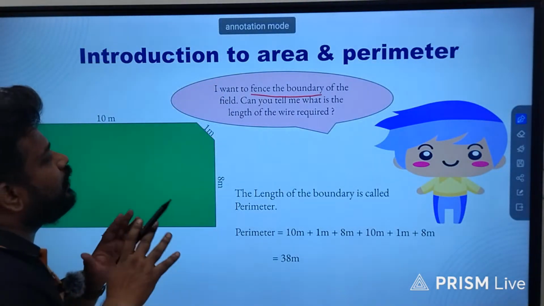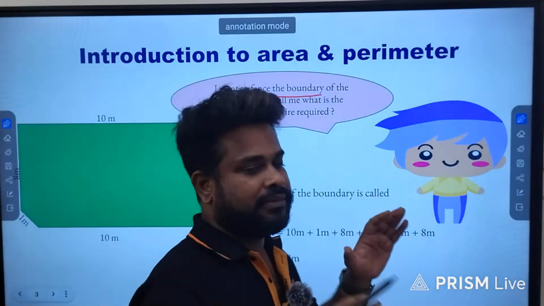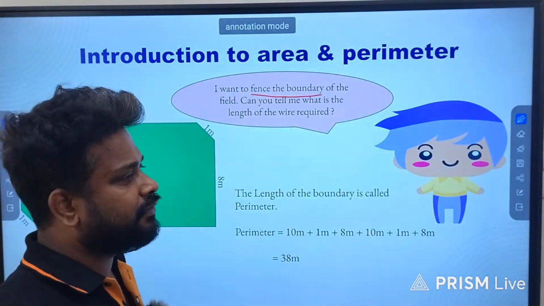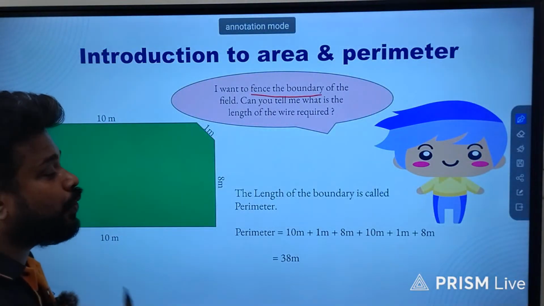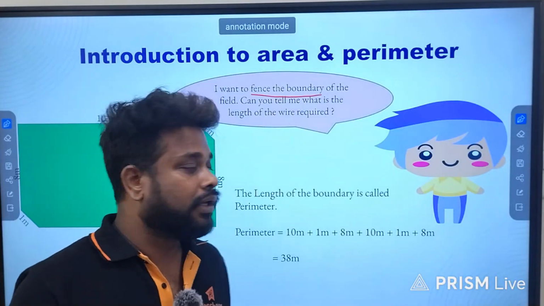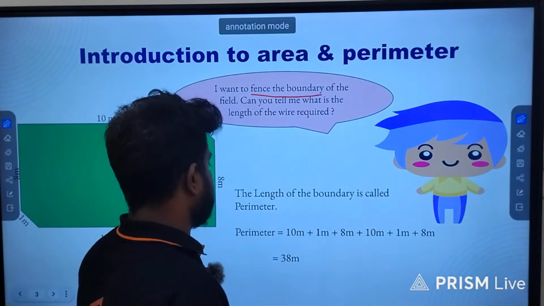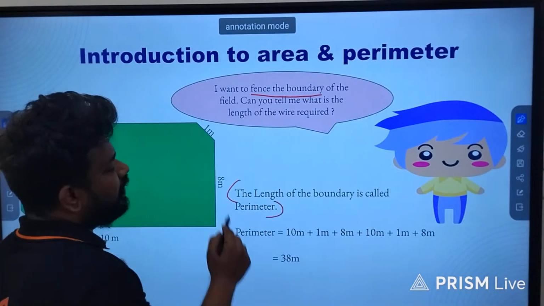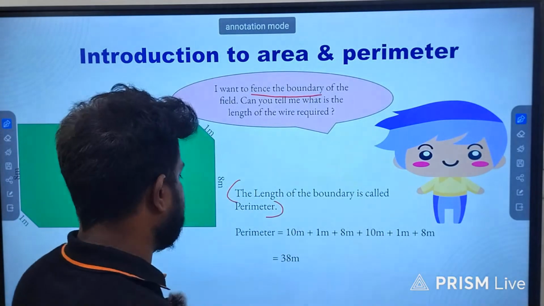So you need to remember this. There are some terms which we have to remember, like fencing. Fencing always requires the perimeter. Fencing or building a wall, everything requires perimeter. The length of the boundary is called perimeter, which we were discussing earlier.